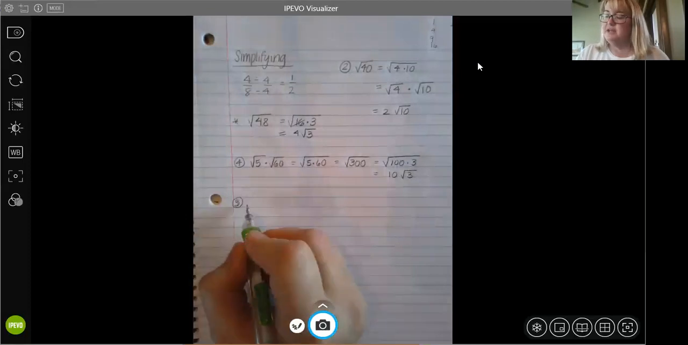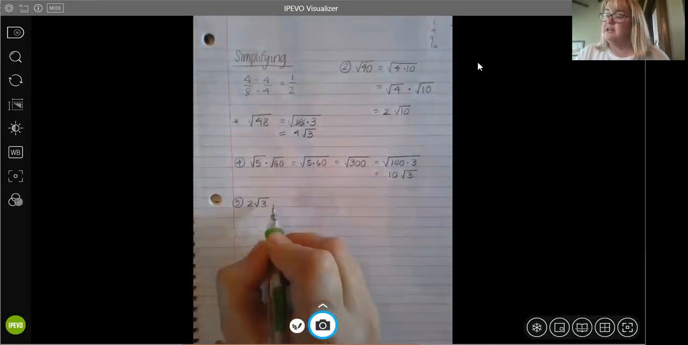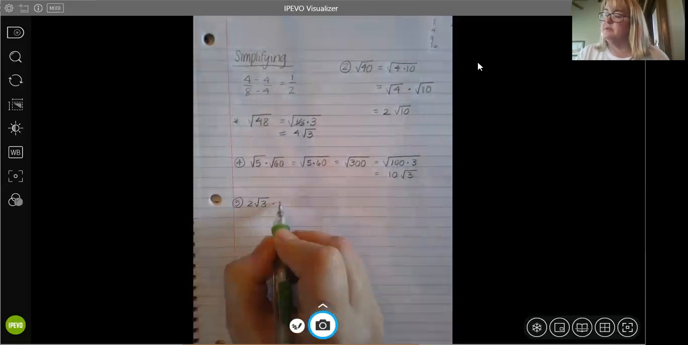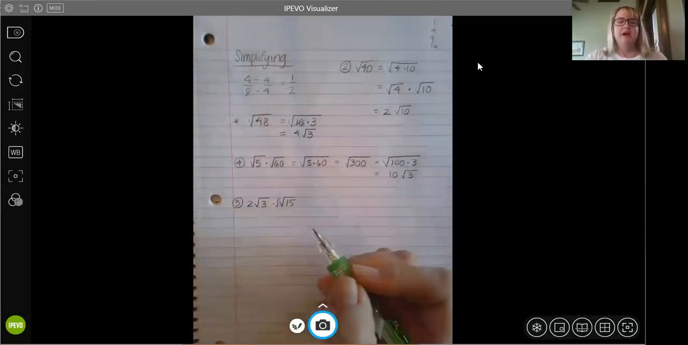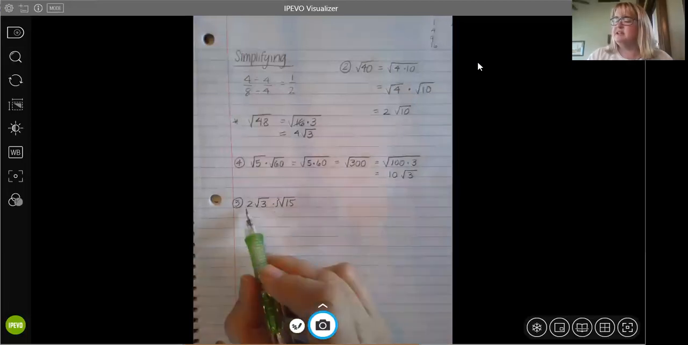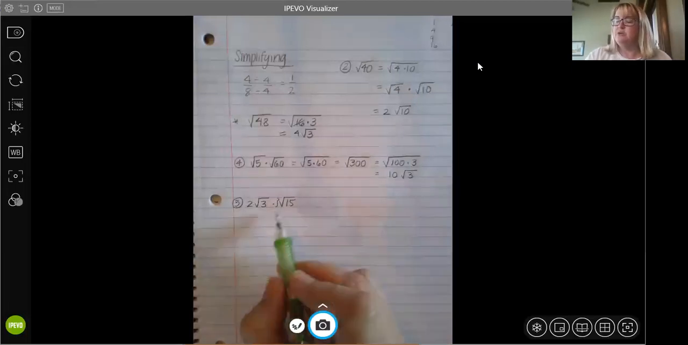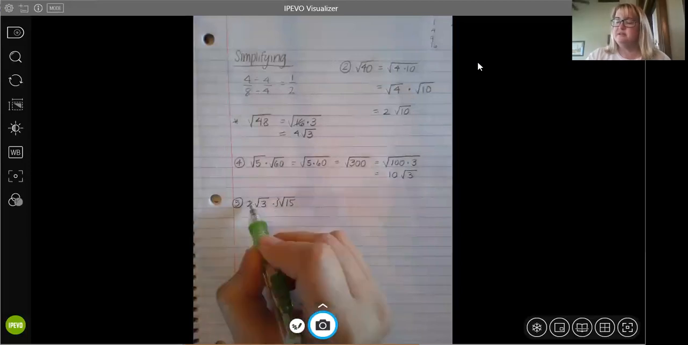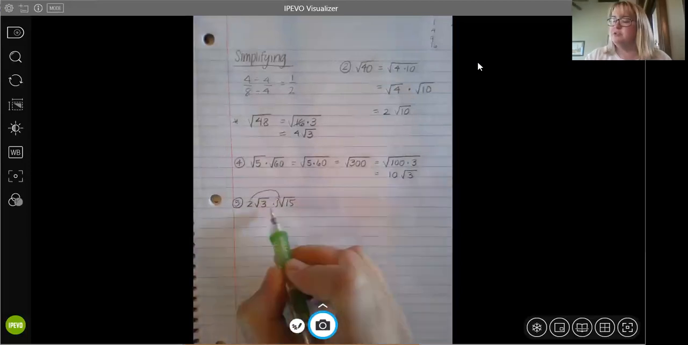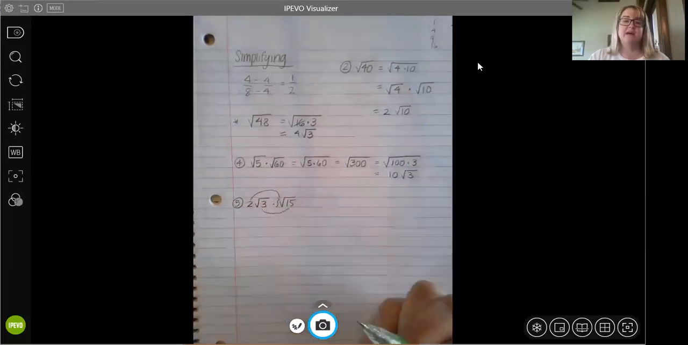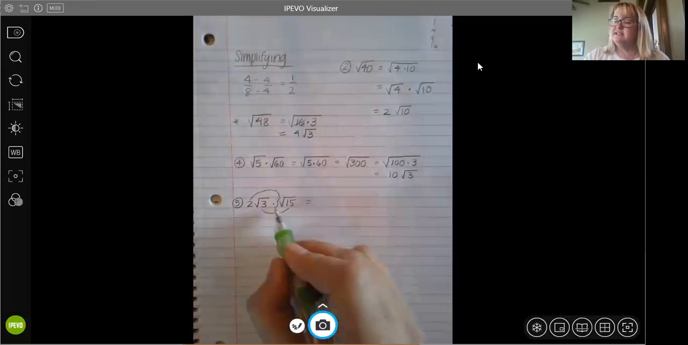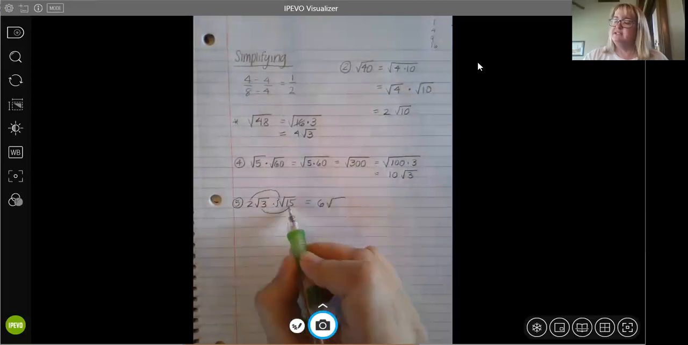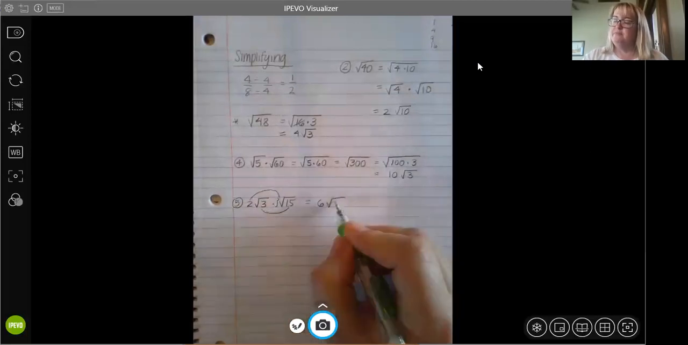5 has 2 times the square root of 3 times 3 times the square root of 15. When you have coefficients, you can multiply them. They're kind of like terms, and then you can multiply what's under the square root sign. So 2 times 3 is 6. The square root of 3 times the square root of 15 is the square root of 45.